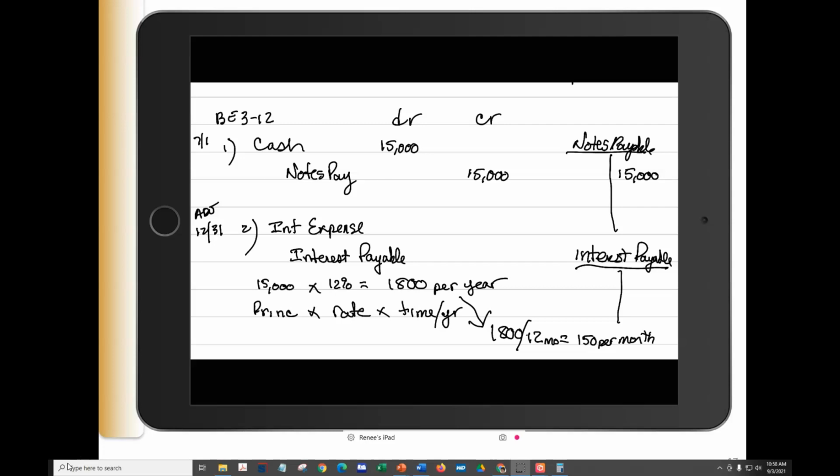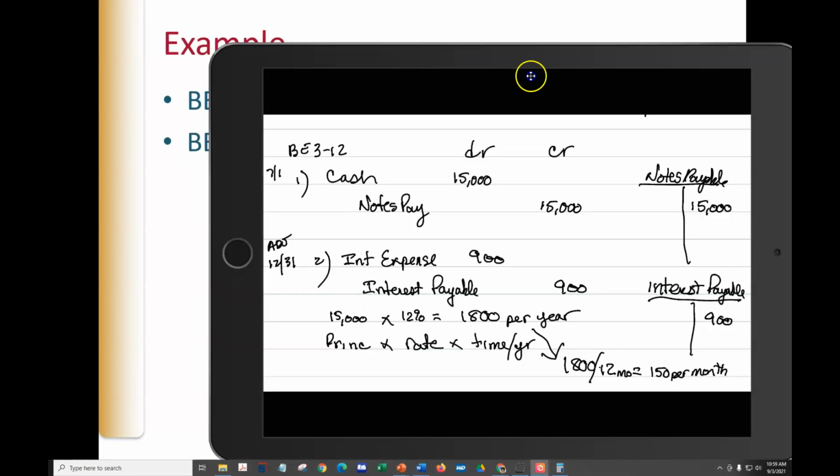Interest is always given in terms of 1 year. That's where the term APR comes from, annual percentage rate. So you always calculate a year's worth of interest and then divide it down to the months. So our interest expense here from July 1st to December 31st is 6 months worth of interest. So 6 times 150 or $900. So we have interest payable of $900 and we have a notes payable of 15,000. Okay.